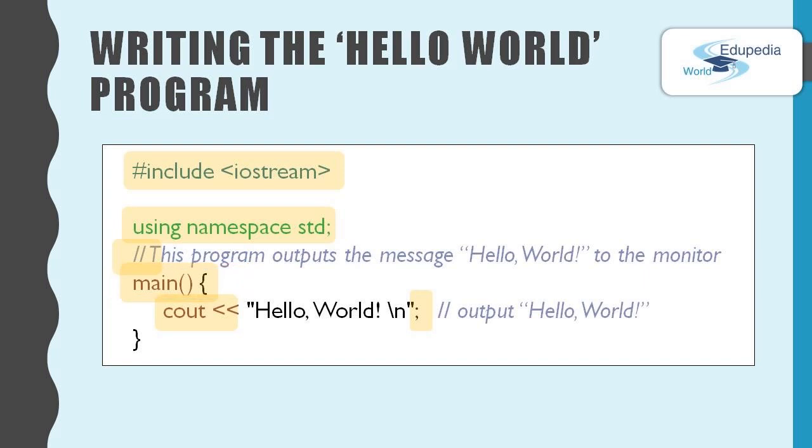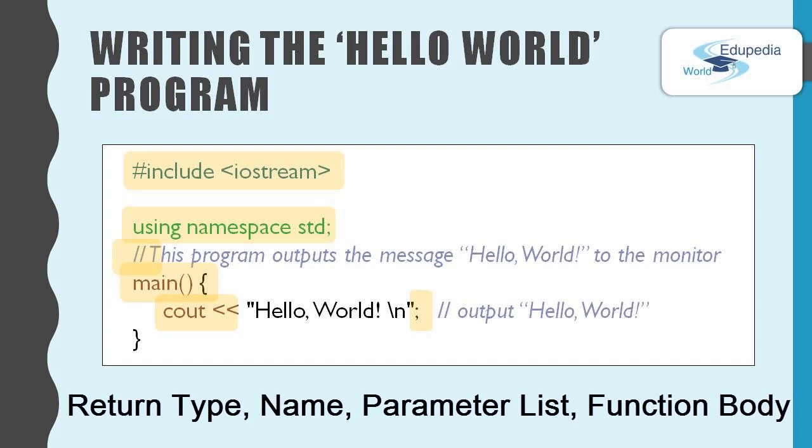Here is the function main of our hello world program. Every C++ program must have a function called main to tell it where to start executing. Now I'll explain a little bit about what a function is. A function is basically a named sequence of instructions for the computer to execute in the order in which they are written. A function has four parts: a return type, the name, parameter list, and the function body.